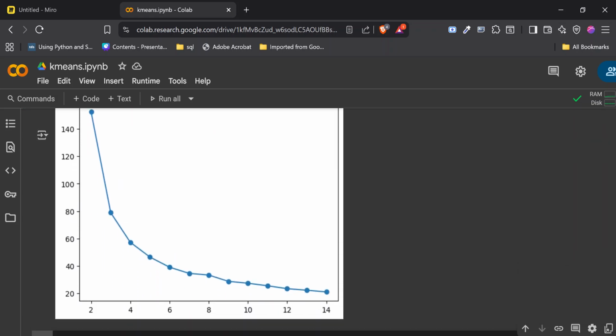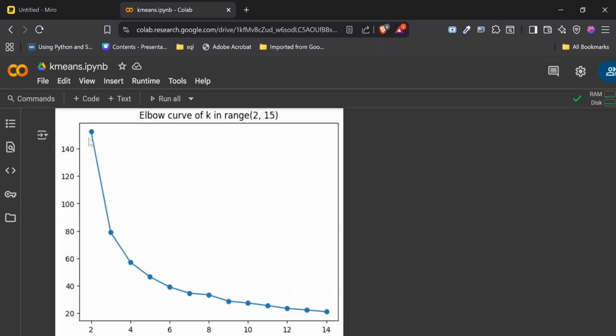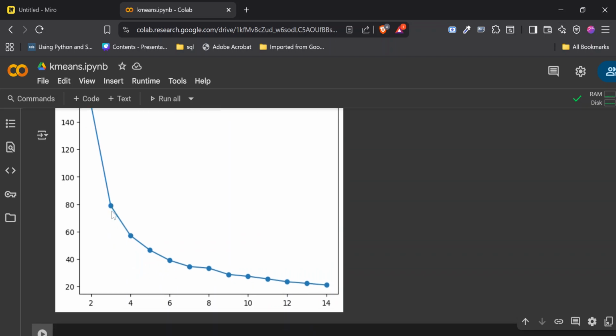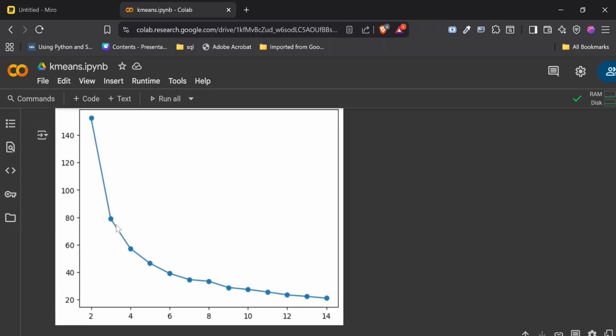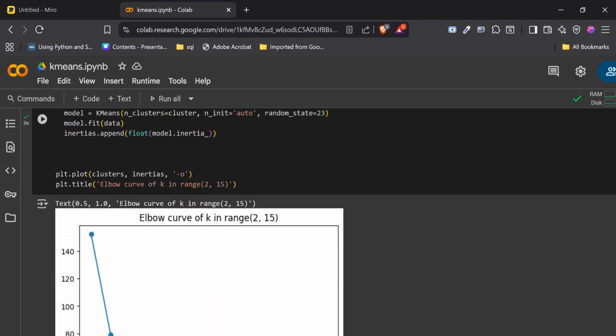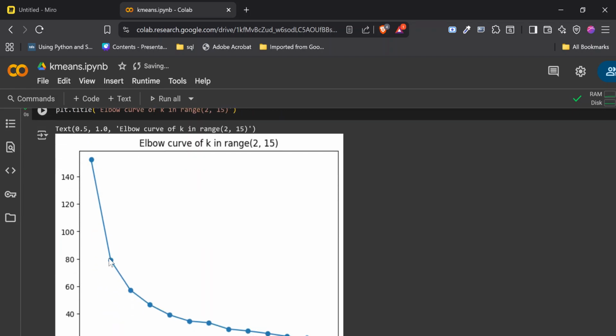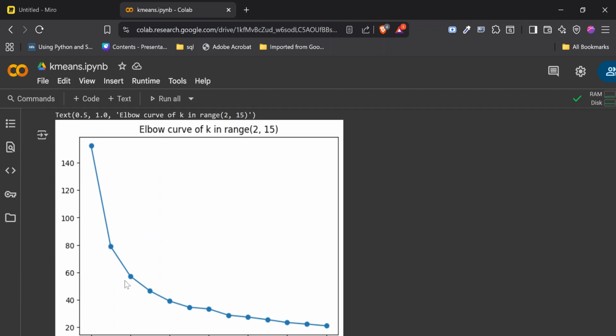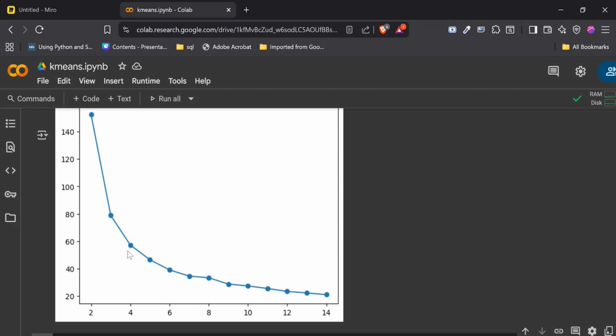So this is our elbow curve, and it shows us how inertia is expected to be dropping as we move on. But the important thing is, at which position did we have the last significant drop? For example, this is 2, don't forget we started from 2. Between 2 and 3, it is an extremely significant drop compared to the others. Between 3 and 4, it is still a significant drop. But after 4, everything just looks the same.